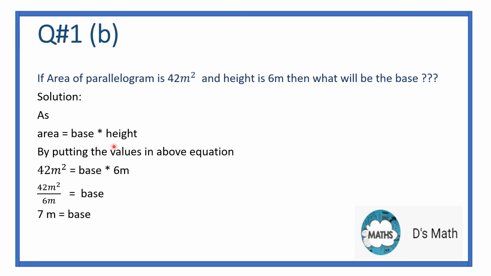So area is base into height. Now we will do the same step. We will put the values in the equation. On the left hand side, we are given the value of area. So we will put the value of area, that is 42 meters square, is equals to base into height, that is 6 meter.